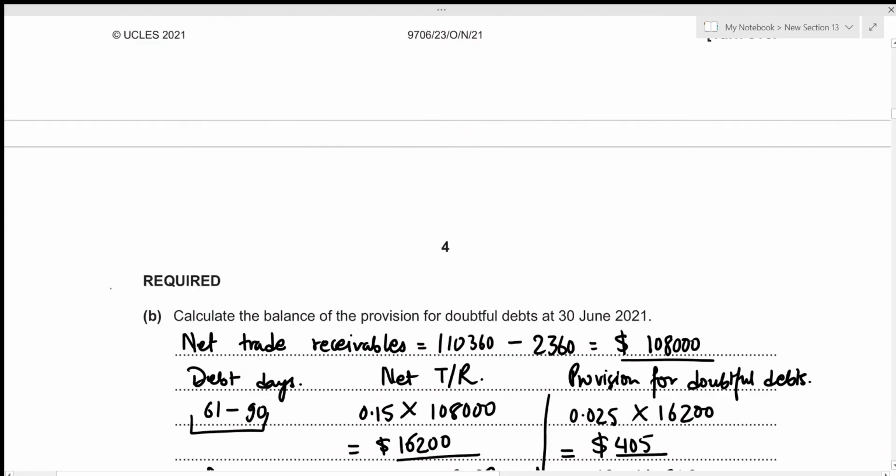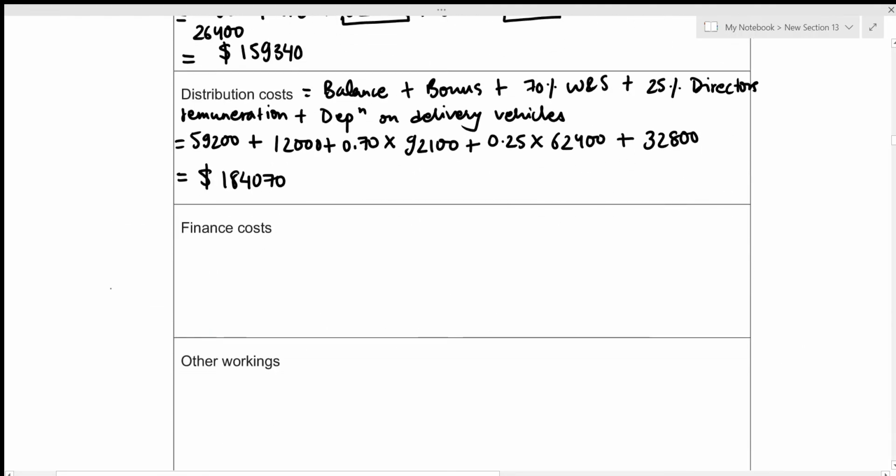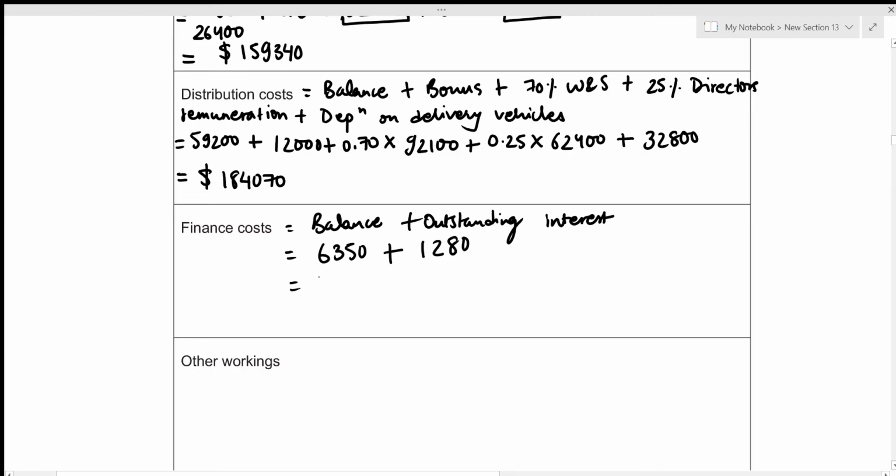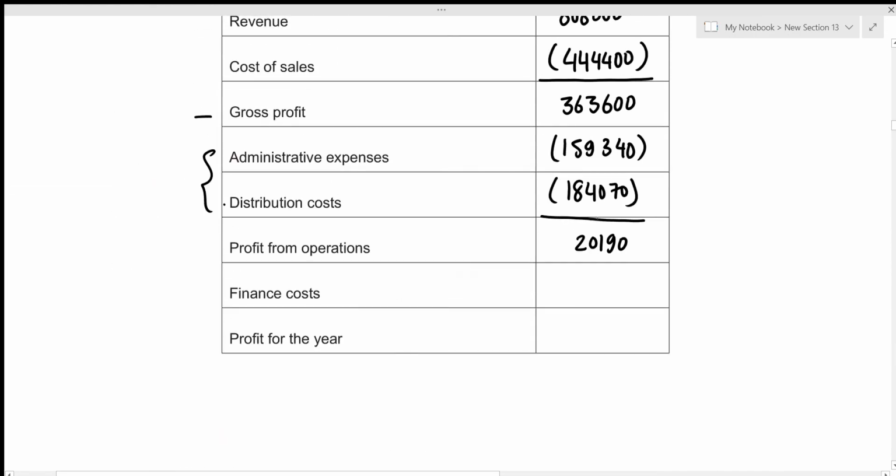Let's write it down in our working section. So for finance cost, we have the balance and outstanding interest. So the balance was 6,350, and then we figured out the outstanding interest to be 1,280. This gives the total finance cost to be 7,630. So this is the amount we need to include in our income statement. Let's do that. So that's going to be 7,630.